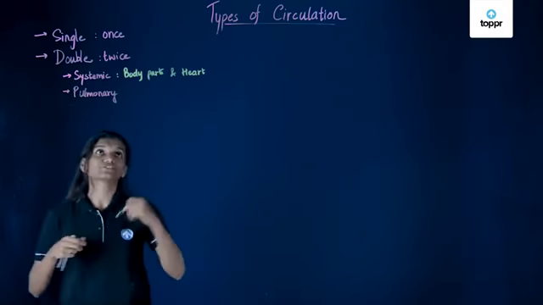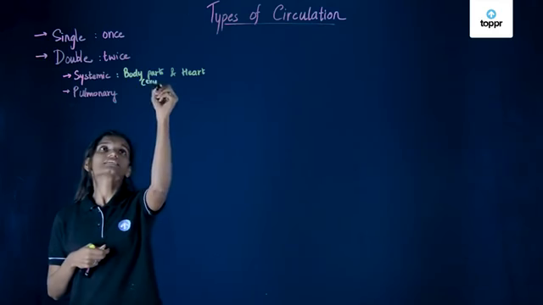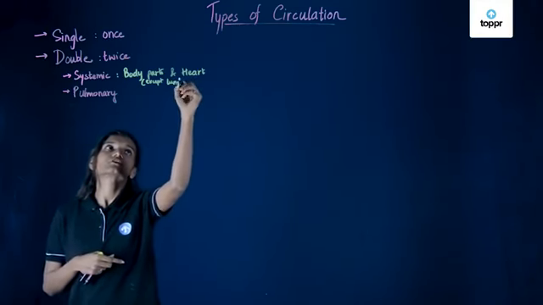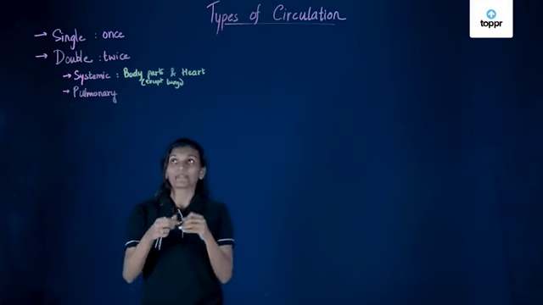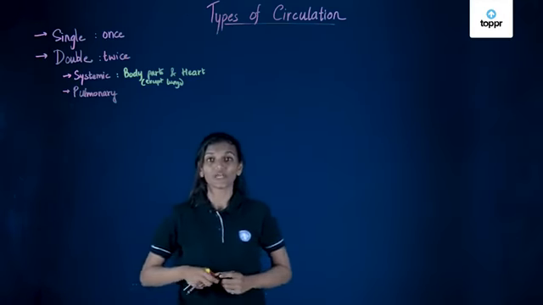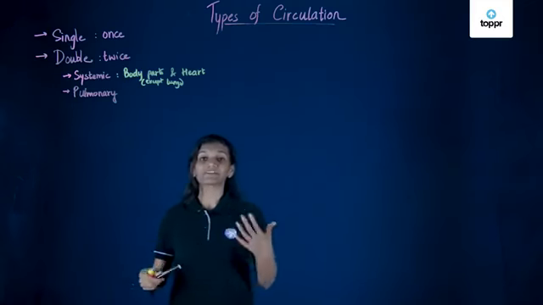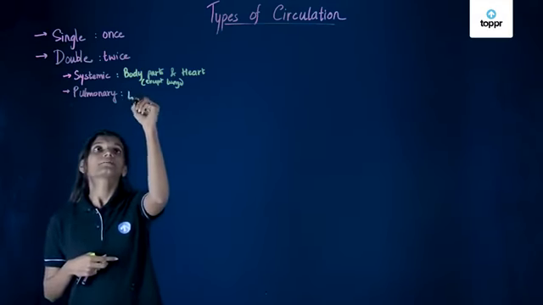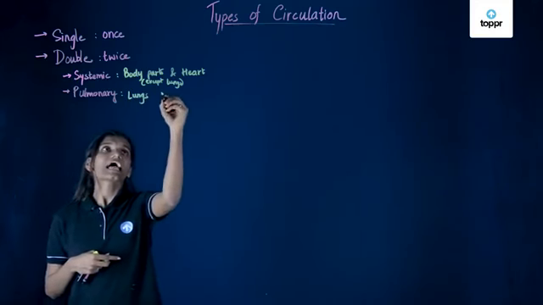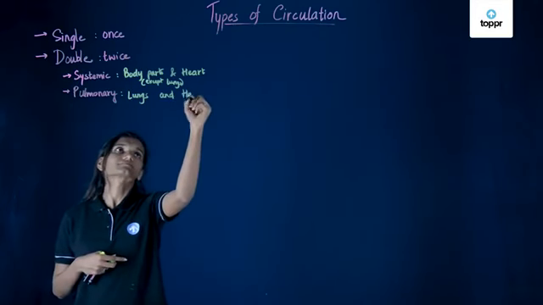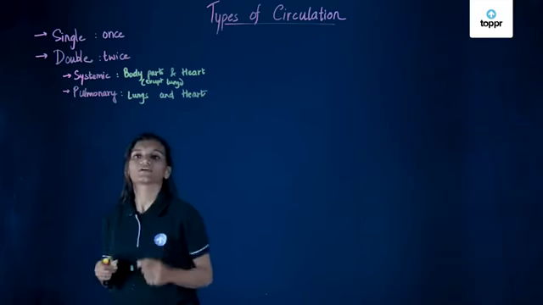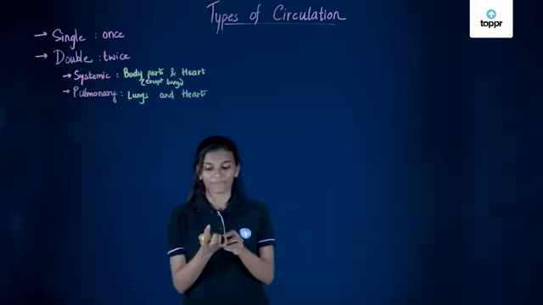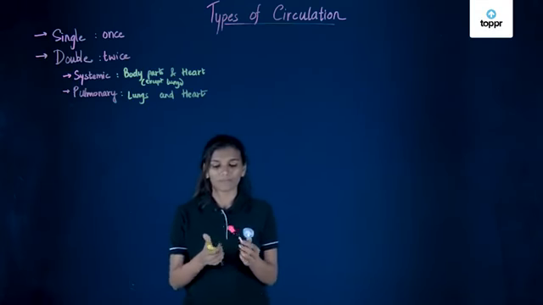But here's an exception, that is lungs. Lungs are not included in the different body parts or body organs. So except lungs. And when you talk about pulmonary circulation, pulmonary relates to lungs, right? So it is the circulation of blood between lungs and heart. So these are the two types of circulation we are going to see today. So let's see how the process goes.